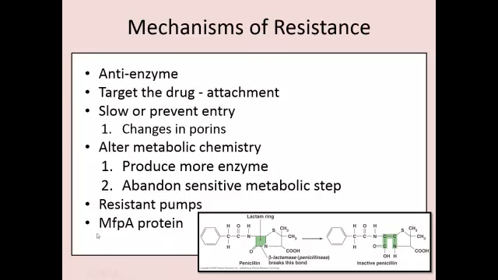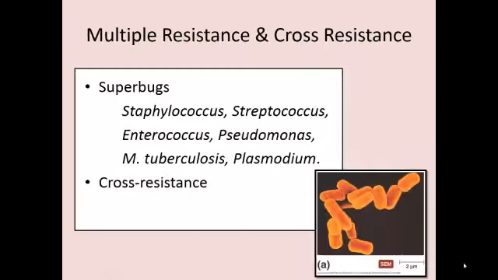Well, some resistant forms of TB have started producing this MFPA protein that binds to the DNA gyrase, preventing the fluoroquinolone from binding, but the DNA gyrase with the MFPA protein can still function. This is the first instance that we've seen where a protein is produced to protect the enzyme without the enzyme itself being changed.